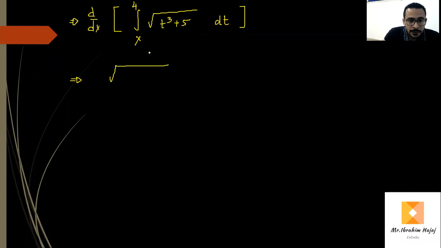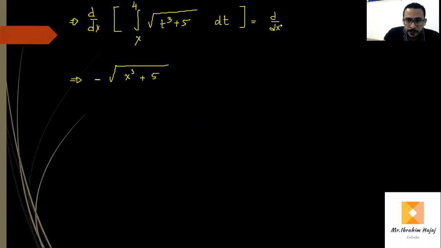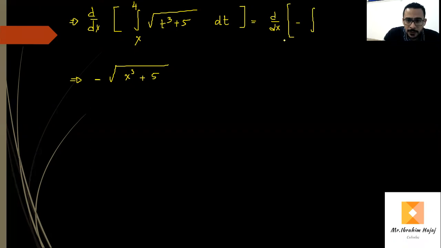So when you see this, your answer will be x cubed plus 5, but you should put a negative here. And you know why it's negative? Because we can now write this as d over dx of negative, and change the positions of the boundaries: bring the 4 down here and the x up, and just put a negative before the integration. And here it's the integral of t cubed plus 5 dt.